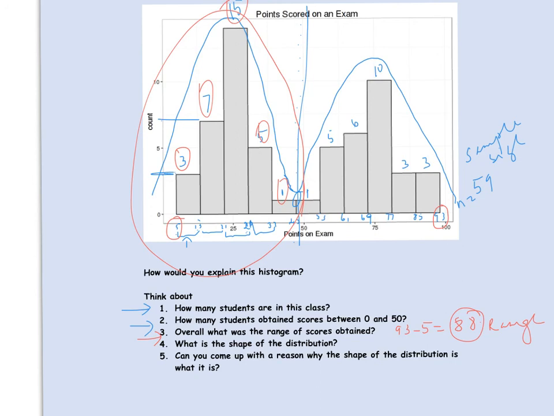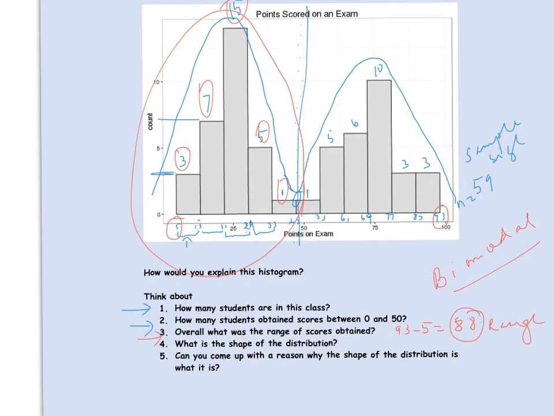What is the shape of the distribution? Now we haven't come across an example of this sort of a distribution. This is called a bimodal distribution. I did mention this in the last slide. It's a bimodal distribution because it has 2 peaks.